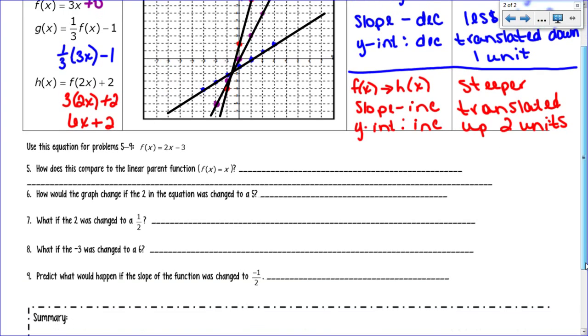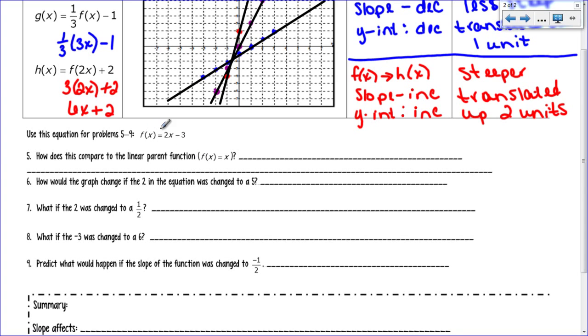So now we're going to apply this. So we're going to have this function f of x equals 2x minus 3, and I want to talk about what happens. How does 2x minus 3, I think I said plus, I meant minus, compare to the parent function y equals x? Well, the slope changed. It went from 1 to 2, so it increased, so it is a steeper line. And then it went from a y-intercept of 0 to a y-intercept of negative 3, so it is also translated down 3 units.